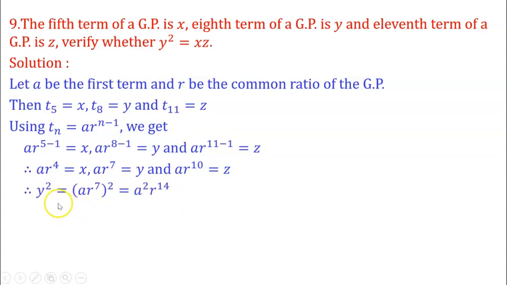Okay. Next, y square is equals to, what about the y? a into r to the power 7, bracket square is equals to a square r to the power 14. Okay. Now split up this like this, a into r to the power 4 in first bracket and the next bracket a into r to the power 10. But what about this a into r to the power 4? This is nothing but x and this is z. Therefore, y square is equals to xz and hence it is proved.